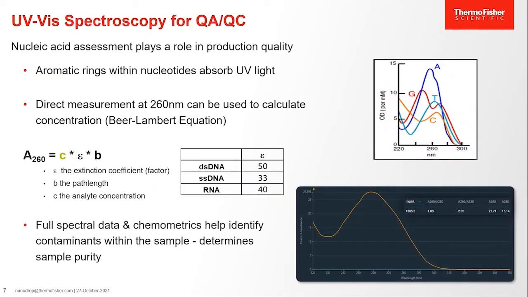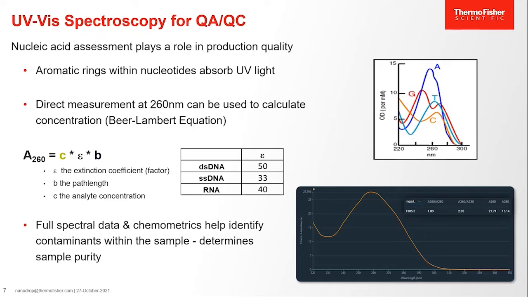Now, because we're talking about nucleic acids, UV-Vis spectroscopy is a useful tool for QA and QC. And it's useful for a number of reasons. Firstly, it doesn't really require any setup or any assays to make your UV-Vis measurements. You can simply measure the nucleic acid natively. And that's because the aromatic rings within the nucleotides absorb UV light.